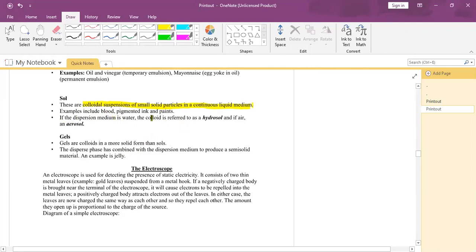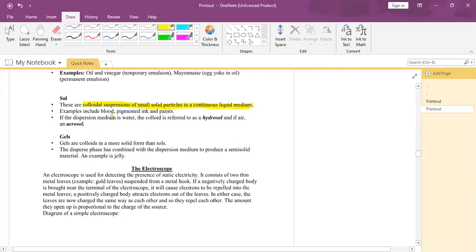Pigmented ink and paints, right? In paints, you have a liquid phase with small solid particles dispersed in it. So those are sols. Pigmented ink and paints are examples of sols, right?